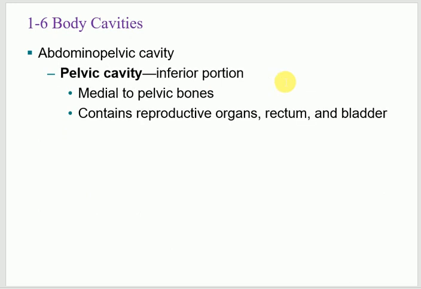The pelvic cavity is the lower part, and this contains reproductive organs, this is one, plus the ends of the urinary system and digestive system.